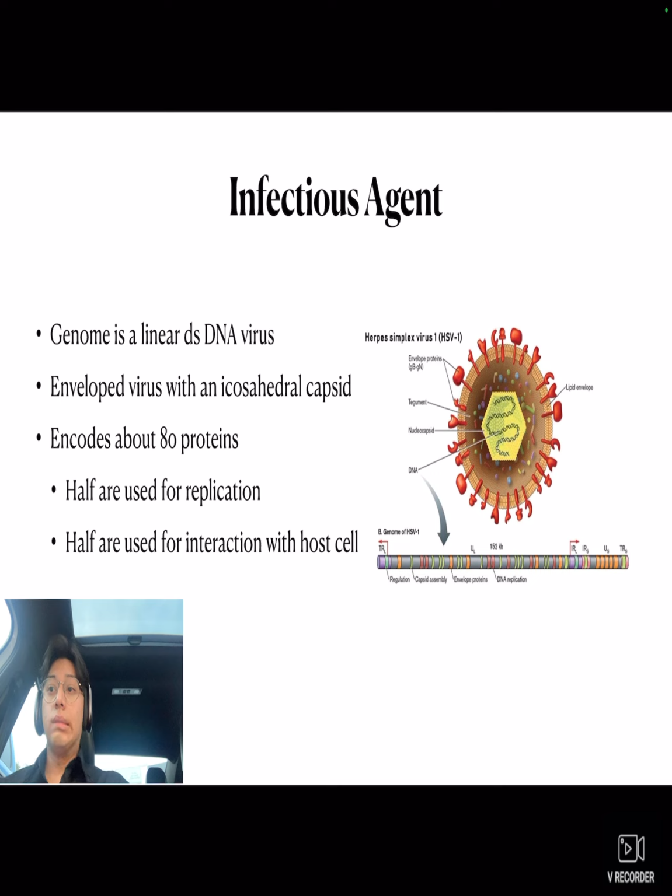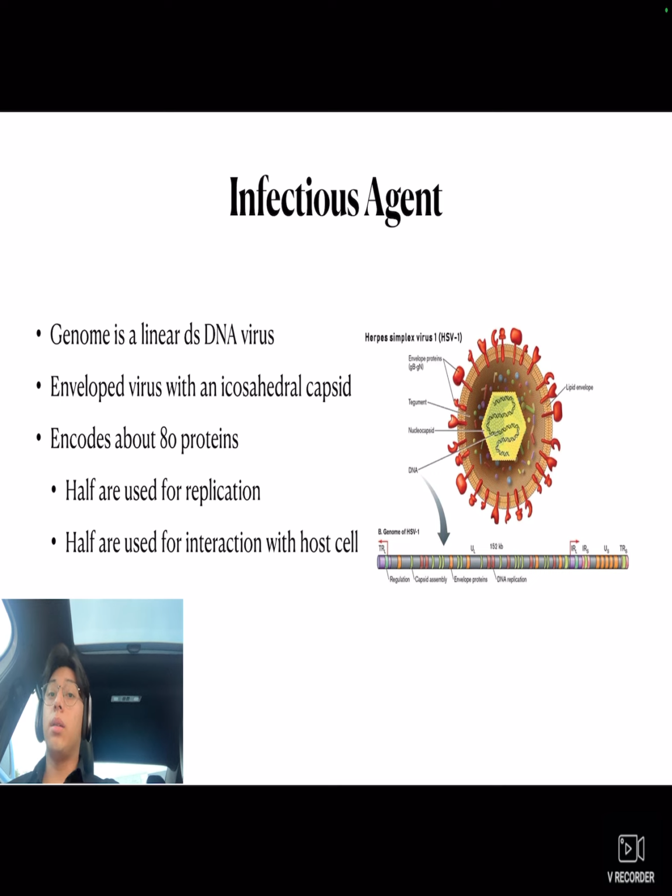So here's a picture of our herpes simplex virus. HSV1 and HSV2 are very similar, so they're made the same way and have the same structure. The genome is a linear double-stranded DNA, which you can see inside the capsid, that green thing. It's enveloped in an icosahedral capsid, which has more sides, but this is a 2D picture, obviously. The 3D version looks kind of like a soccer ball.